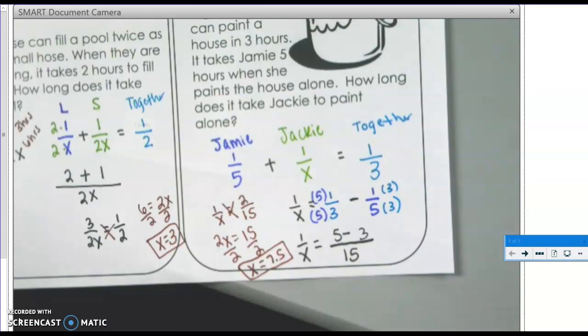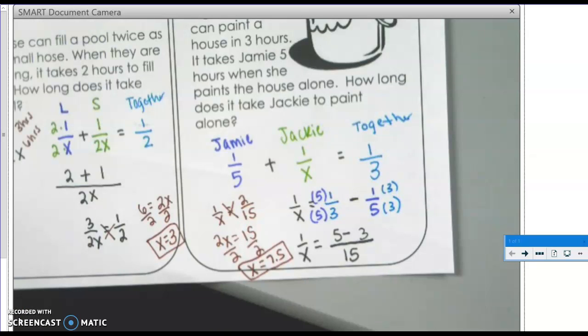All right, and again, I'm going to look at my answer. My answer does make sense because it should take Jackie at least more than 3 hours to complete it by herself, because 3 hours is if she was working with Jamie.